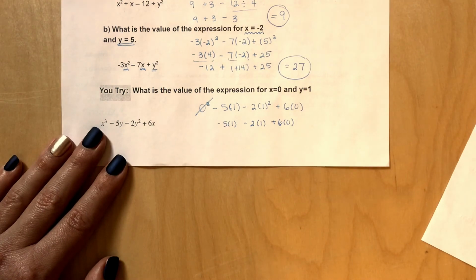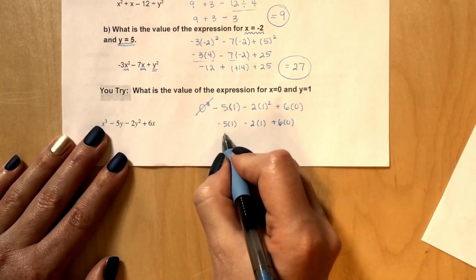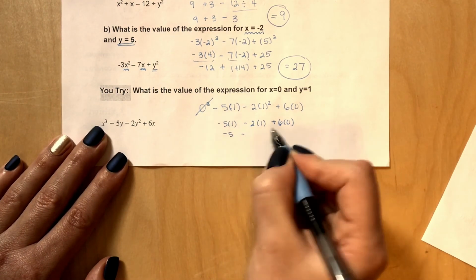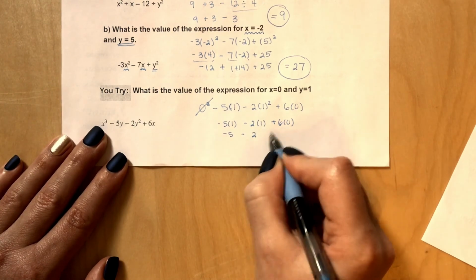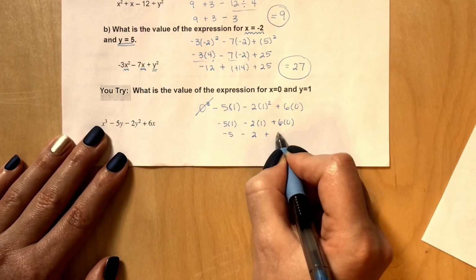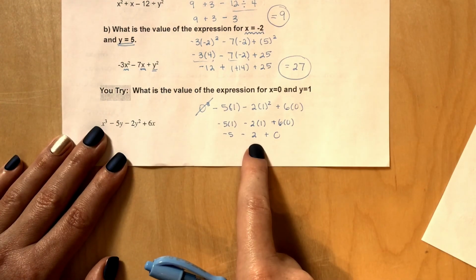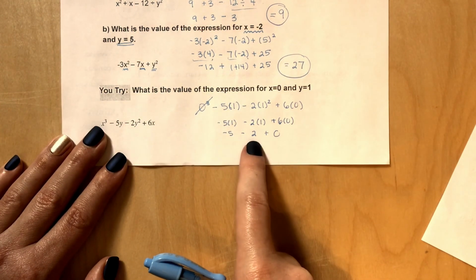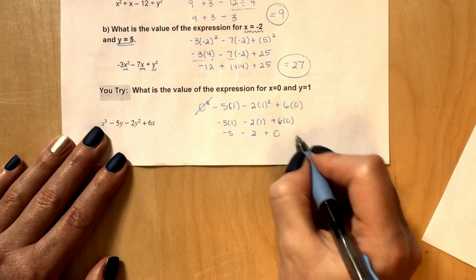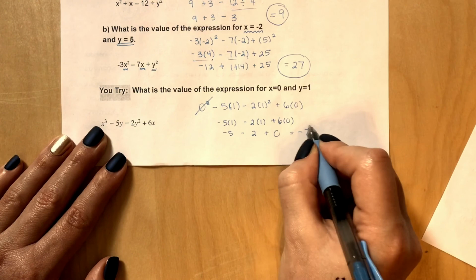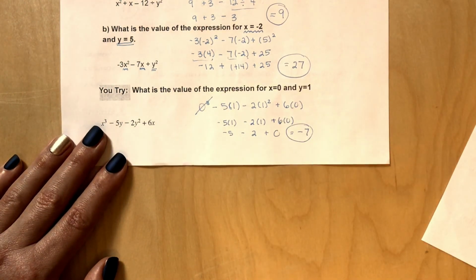Now we have our multiplication. Negative 5 times 1 is negative 5 minus 2 times 1, which is 2, plus 6 times 0, which is just 0. We're now at negative 5 minus 2. Well, when you have a negative number and you take some away from it, it becomes more negative. So this is going to be negative 7, and we're done.